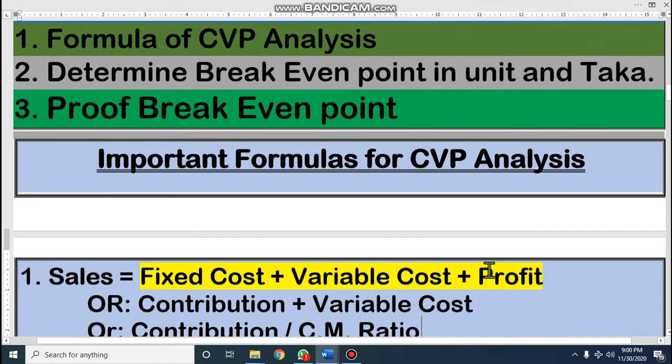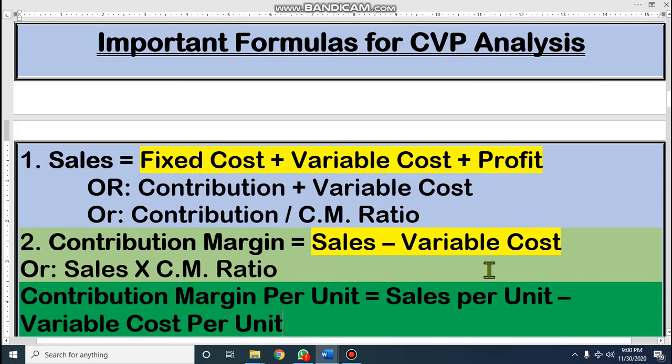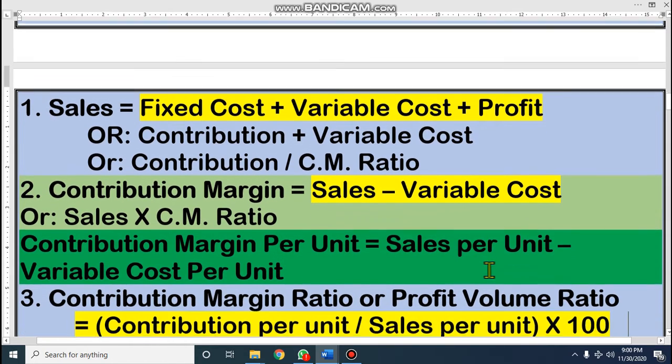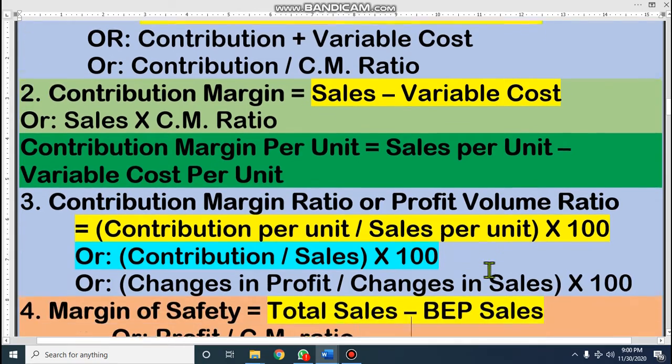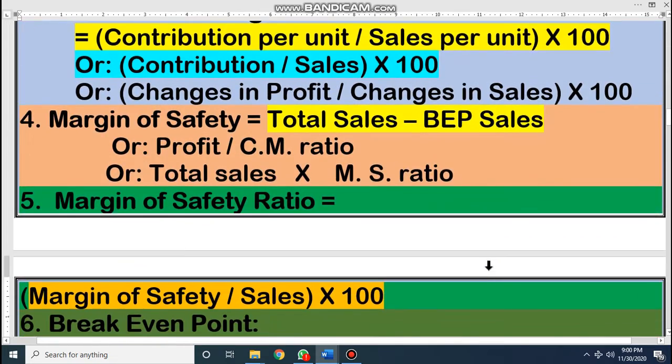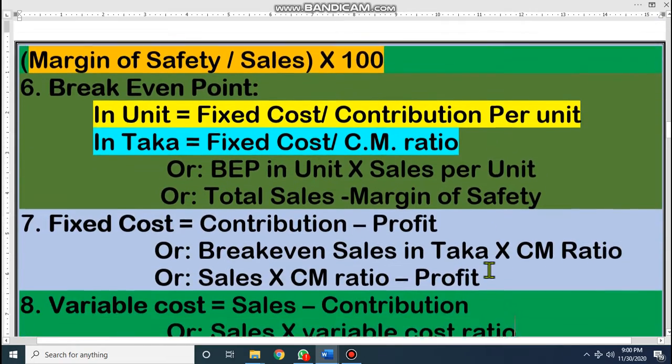Dear student, the important formula of CVP analysis I will not discuss. Last class also I have discussed. Just this class I have kept for you. If anybody records, you can take a screenshot of the important formula. You know that the yellow color is the most important formula for this chapter. Dear student, these are the important formula you need.